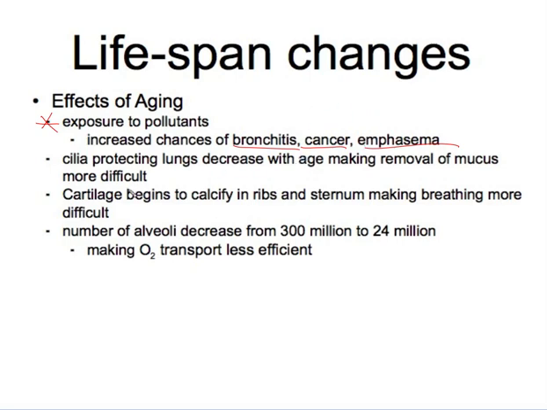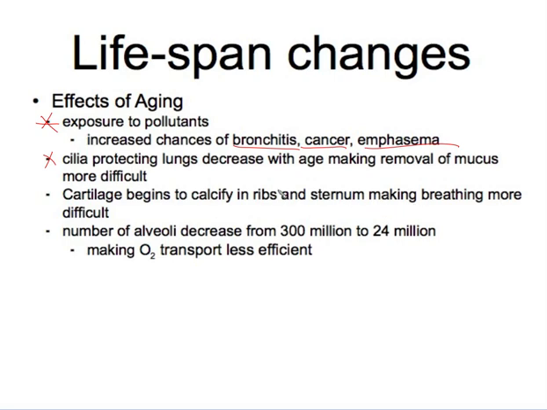These all happen as you get older, just because your body is beginning to be worn out. You have cilia. We talked about cilia in the nasal cavity, cilia in your trachea, which protect you, which remove those pollutants. Your number of cilia decreases with age, making the removal of mucus and the filtering of particles more difficult, less efficient.